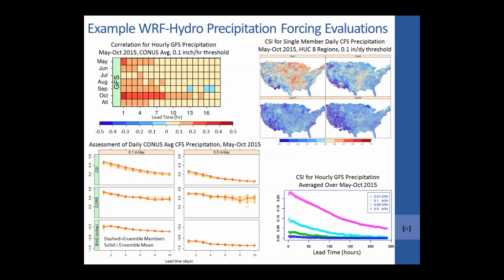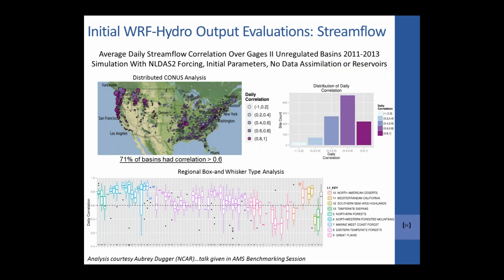And we can even break out the ensembles. I mentioned we use 16 CFS ensemble members to force WRF-Hydro, the long-term 30-day forecast. We can break those out in a plot such as depicted in the lower left. We can compare that to an ensemble mean, say, for CFS. So that's been work that's been taking place at the Water Center.